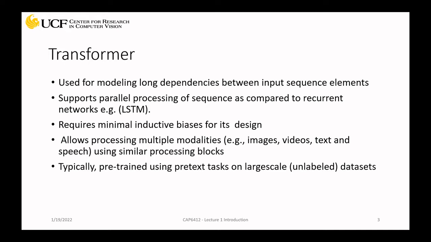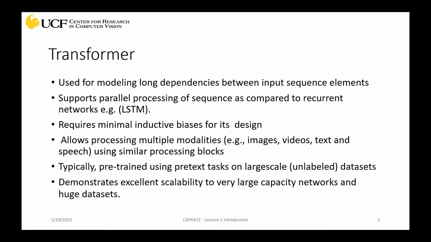So typically, transformer is pre-trained in a self-supervised manner on a very large dataset. So that's one limitation, that it needs a large dataset to be trained. And the performance has been excellent, and it can scale to very large capacity networks for huge datasets.